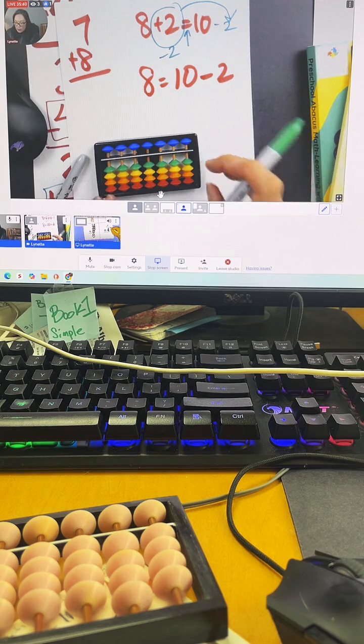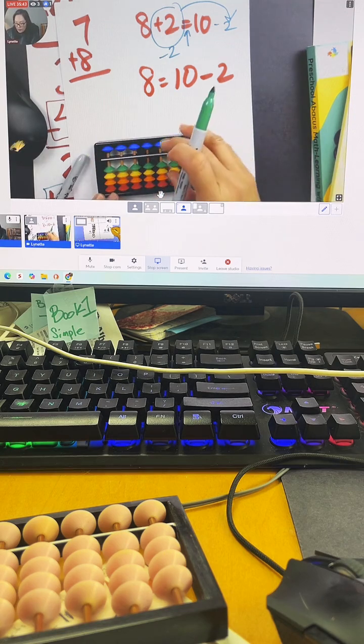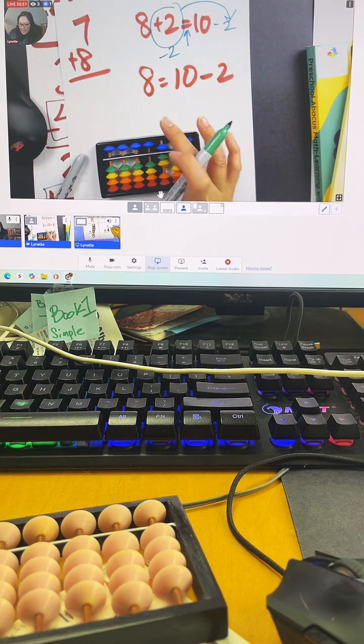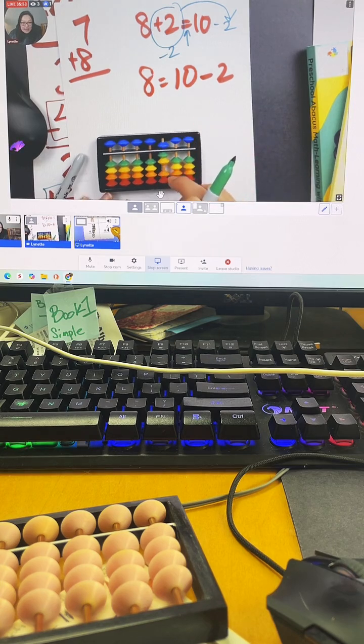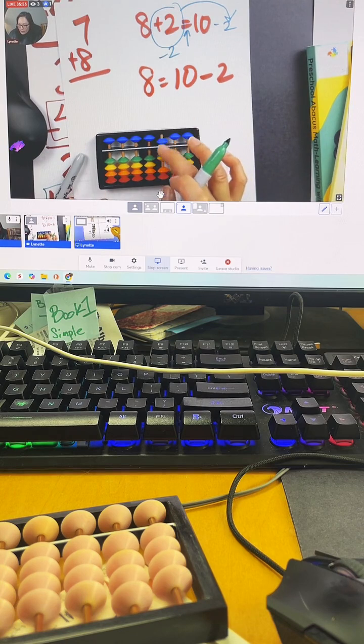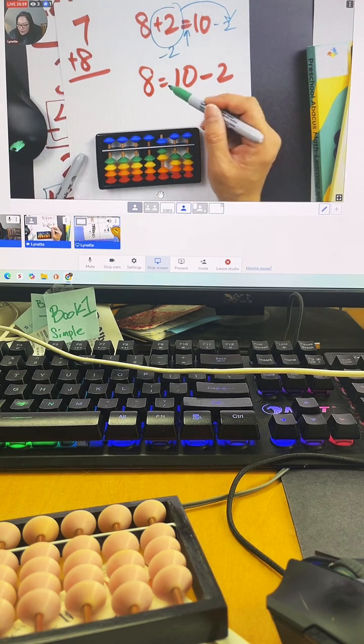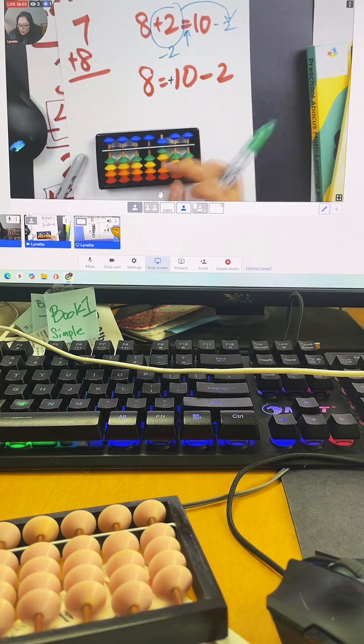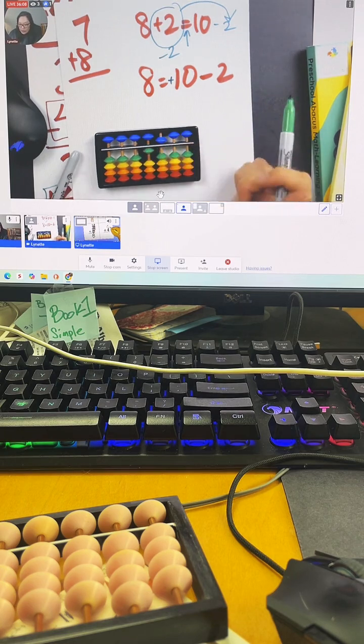8 is equal to 10 minus 2, right? Because why? 2 plus minus 2 is equal to 0. So there's a 0 over here. Okay, so now it gets a little, it's the investment to understand how to use it. Once they get it, it will go quickly for them. But for right now, because I'm explaining it, it's going a little slower.